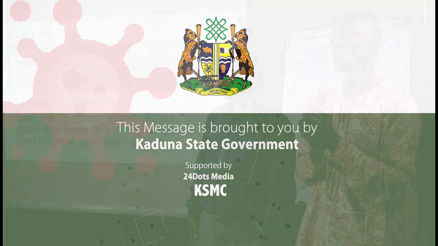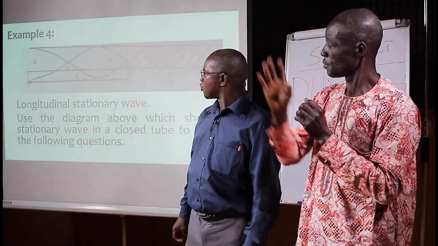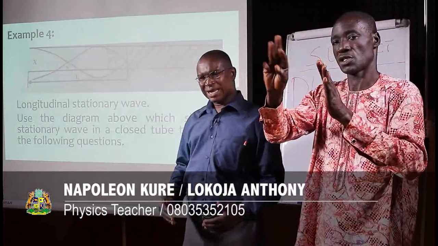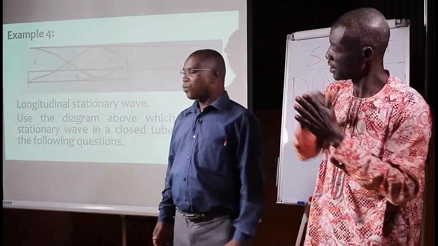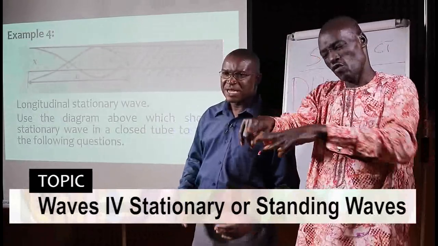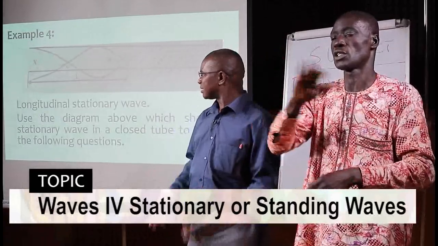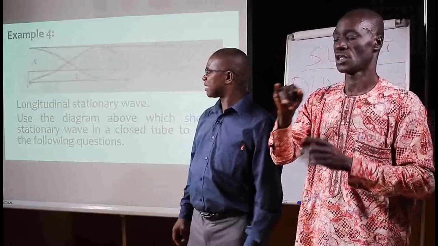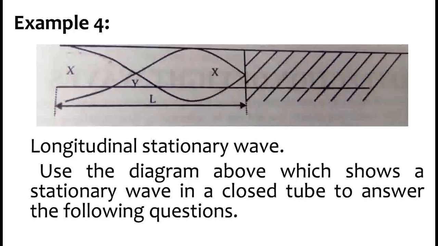Example 4. For example 4, you have a diagram of, as we've discussed before now, under stationary or standing waves, we have longitudinal stationary wave and transverse stationary wave. A wave in a tube is an example of longitudinal, and we have that given. On the diagram, the antinode is marked with letter X, while the node is marked capital Y. There are two antinodes there with two nodes.